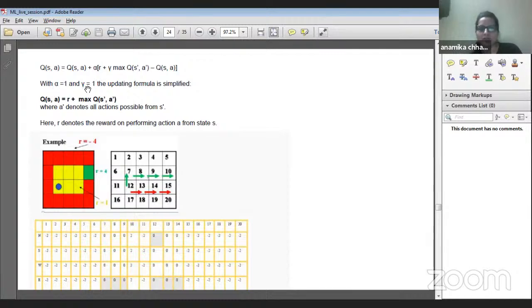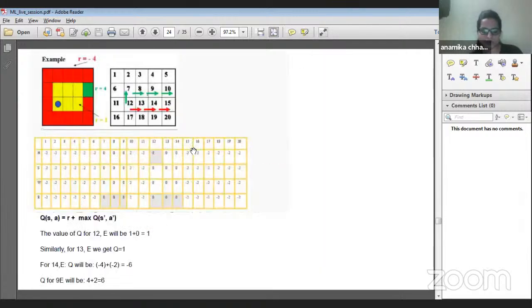Alpha and gamma are equal to 1, they are again hyperparameters here. So Q(S,A), this is the updated Q value. R is the reward for moving from state S by taking an action at state S. And Q, this is the max value. All right, so I'll take an example over here, which will make it clear.